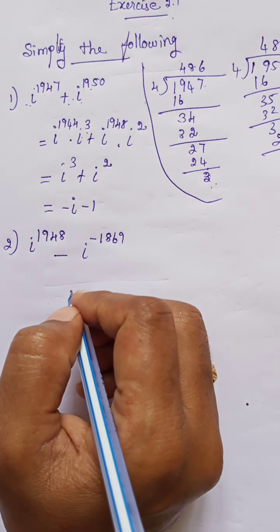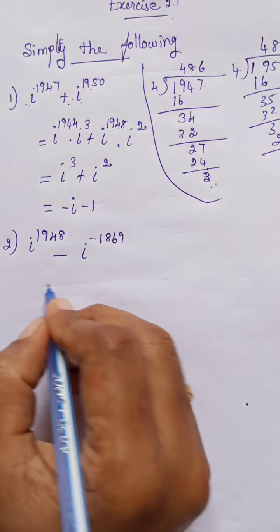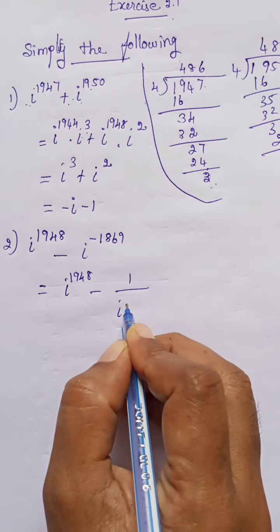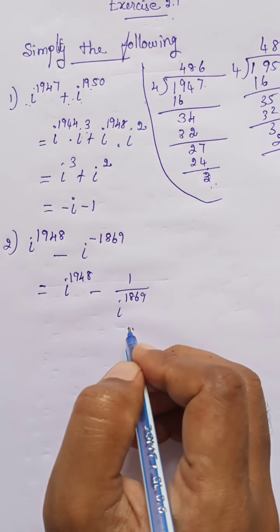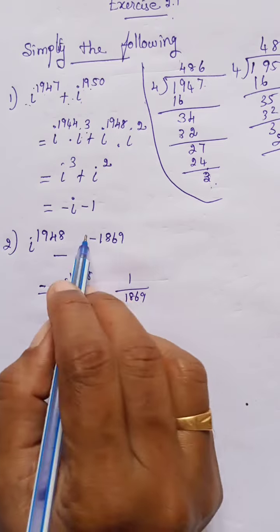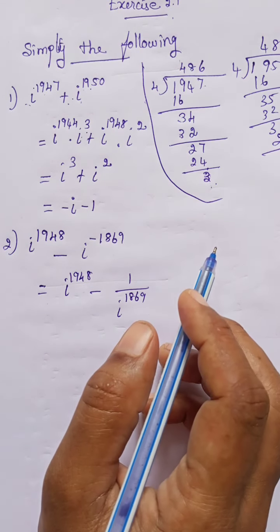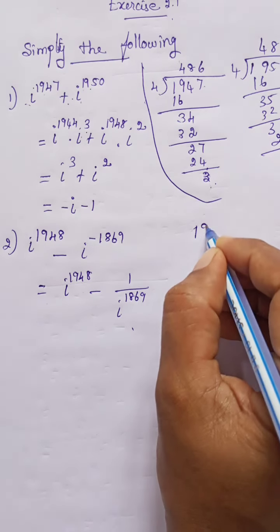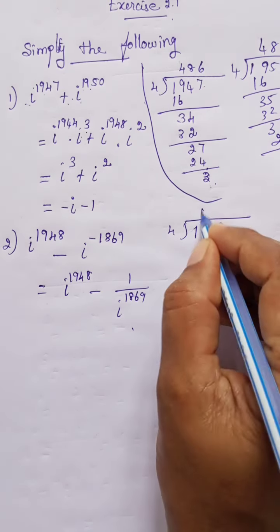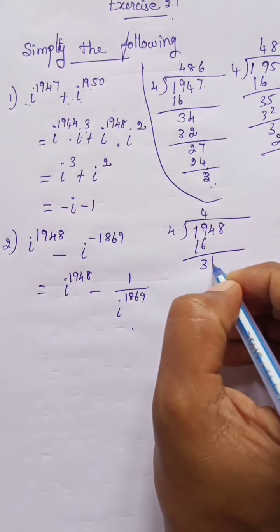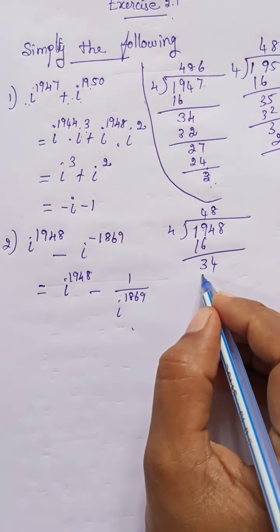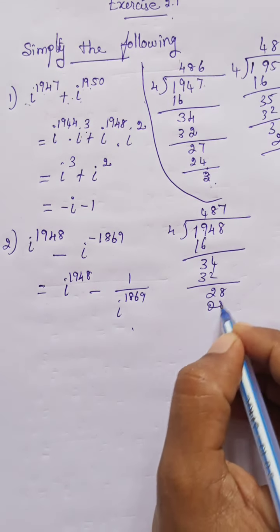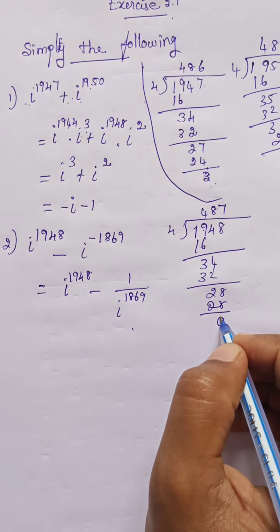Okay. This you can do in two methods. That is, i power 1948 minus 1 by i power 1869. Or even you can keep it as it is and do the problem. But when you are doing it, you have to be careful. 1948 divided by 4. 16, 34, we know 8 4s are 32, 28. 7 4s are 28. Here the remainder is 0.